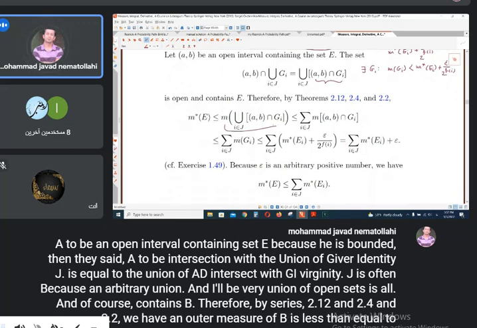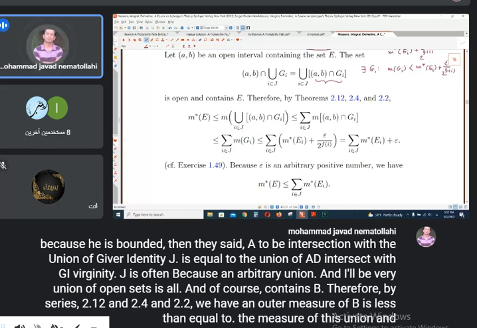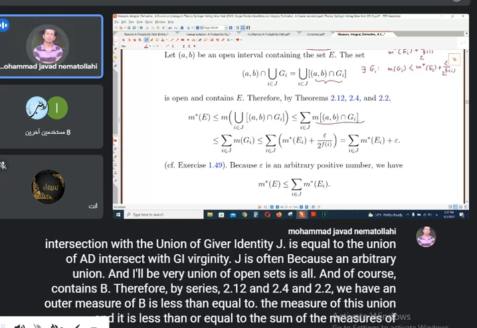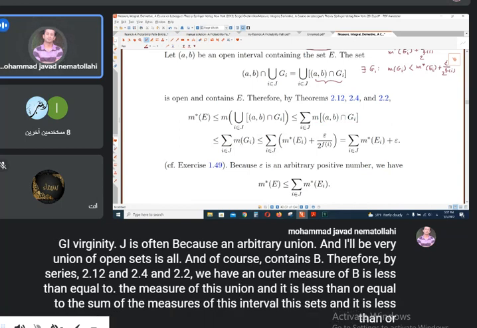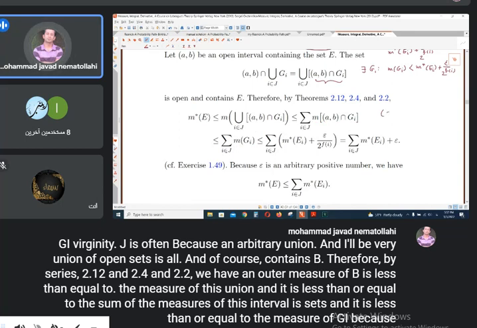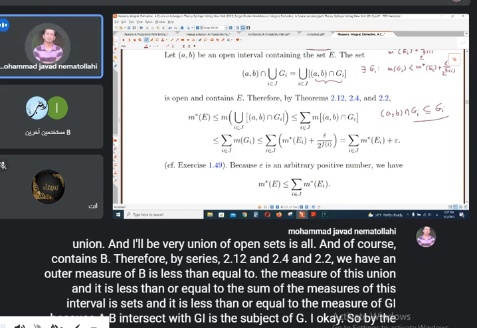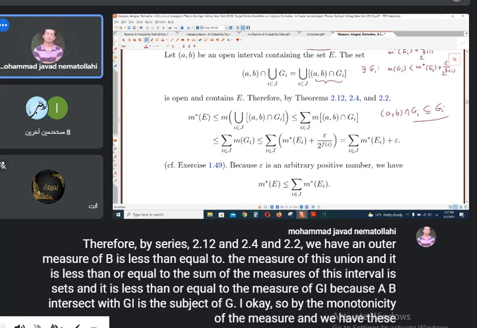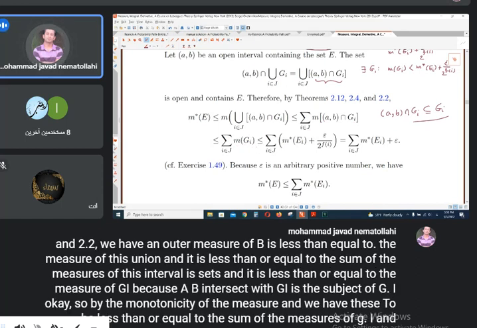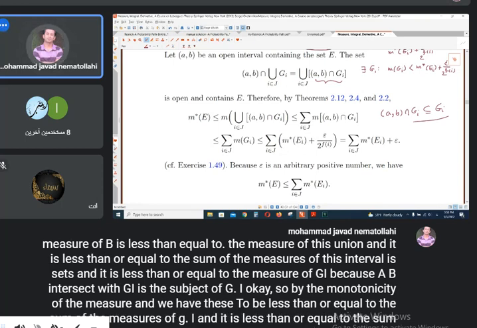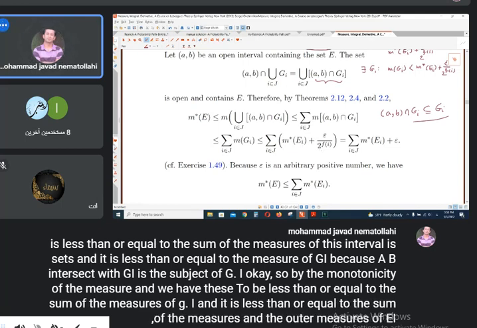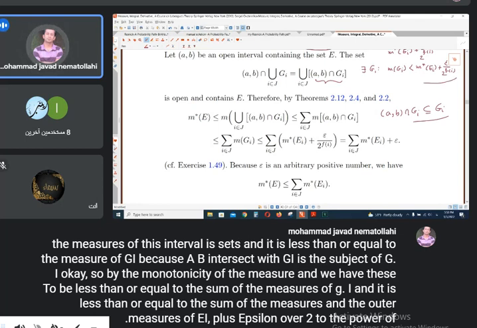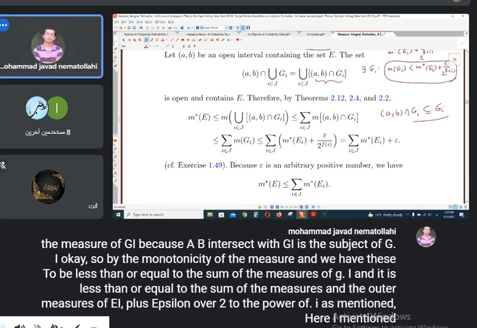Therefore, by theorems 2.12, 2.4 and 2.2, we have the outer measure of E is less than or equal to the measure of this union, and that is less than or equal to the sum of the measures of these sets, which is less than or equal to the sum of the measures of G_i, because (a, b) intersect G_i is a subset of G_i. By the monotonicity of the measure m, this is less than or equal to the sum of the measures of G_i, and it is less than or equal to the sum of the outer measures of E_i plus epsilon over 2 to the power of i, as mentioned here.